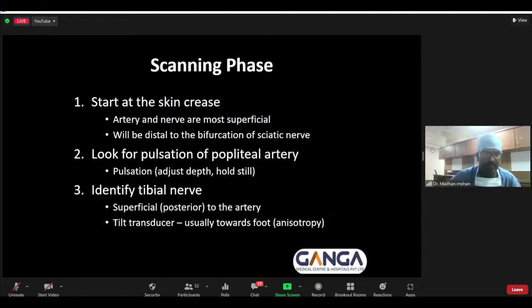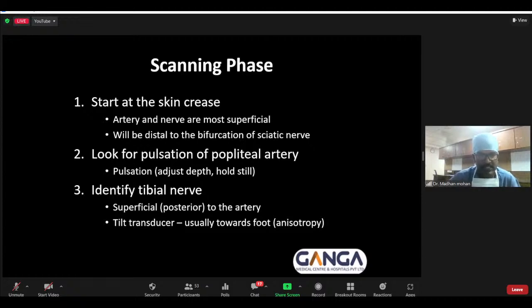Coming on to the scanning phase, whatever be the position of the patient, always start the scan from the popliteal crease. It is vital to start from the popliteal crease because of two points. One is the artery and nerve are more superficial at the popliteal crease. And the other point is that at the popliteal crease, your sciatic nerve will always be divided into its two components, tibial and common peroneal.